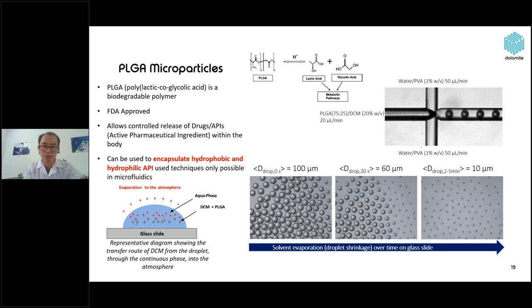With this microfluidic technology, we can encapsulate both hydrophobic and hydrophilic APIs or drugs, and this technique is only possible in microfluidics.